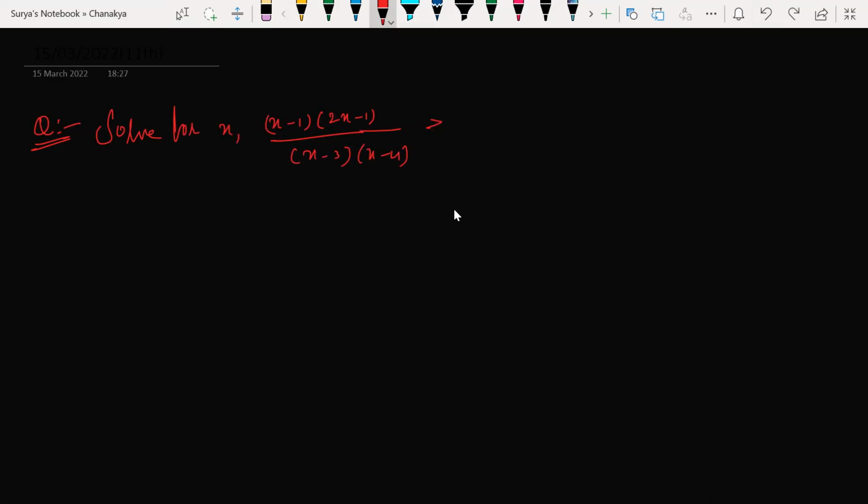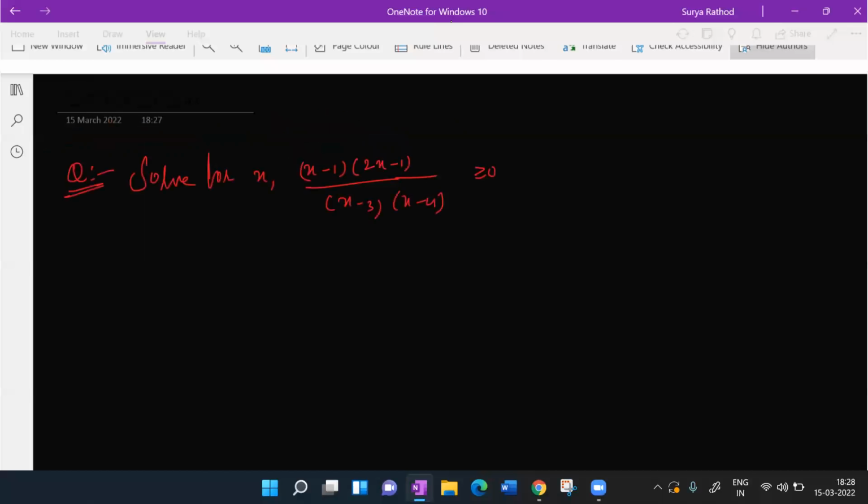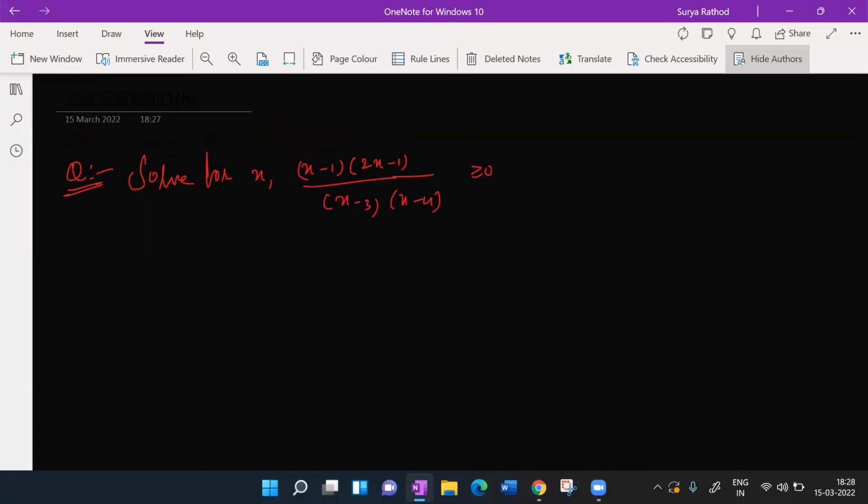Greater than or equal to 0. Greater than or equal to 0. One second. x minus 3 into x minus 4 greater than or equal to 0. Solve this.